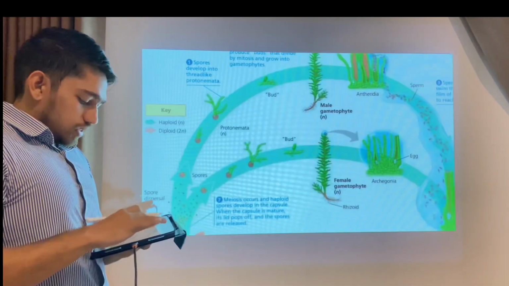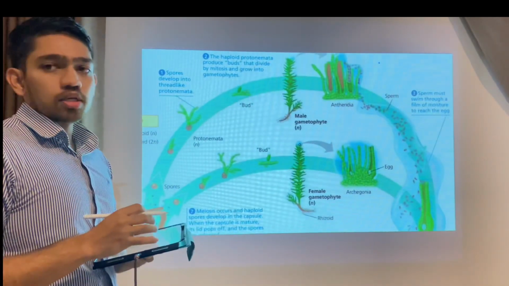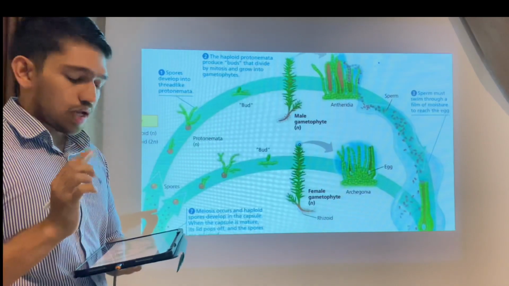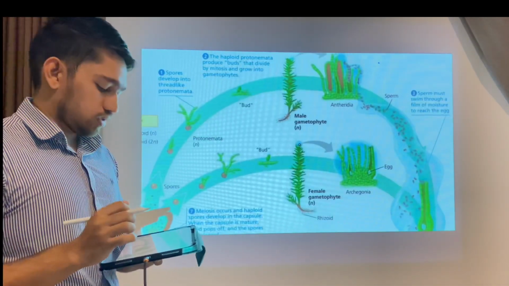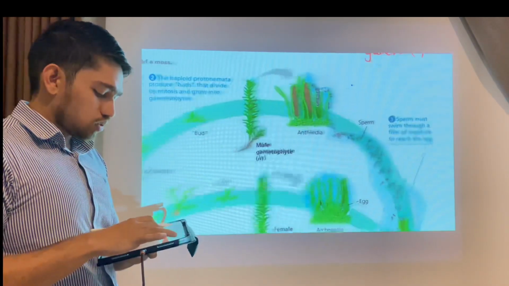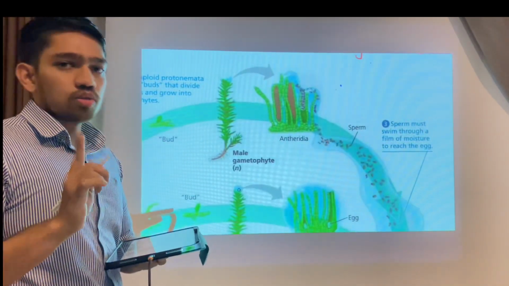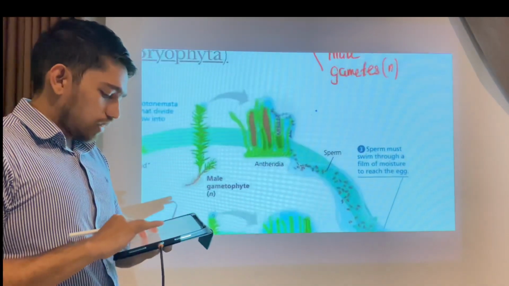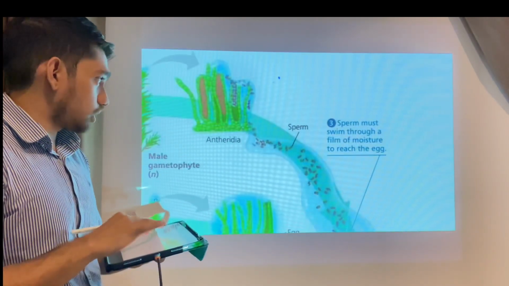So we say in Pogonatum, the gametophyte is dioecious, or unisexual. There are two separate male and female gametophytes, right? So first we will consider the male gametophyte, right? So the male gametophyte has gametangia. So the male gametangia we call antheridia, right? So antheridia is going to produce sperm, right?